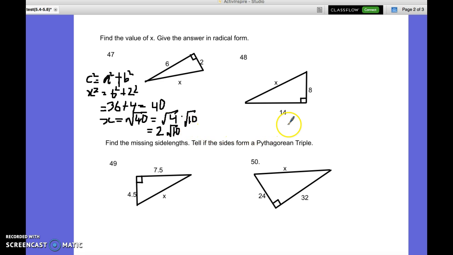Okay? We're going to leave this one for you to do. Slightly bigger numbers, but you can do it and work it down to simplest radical form.